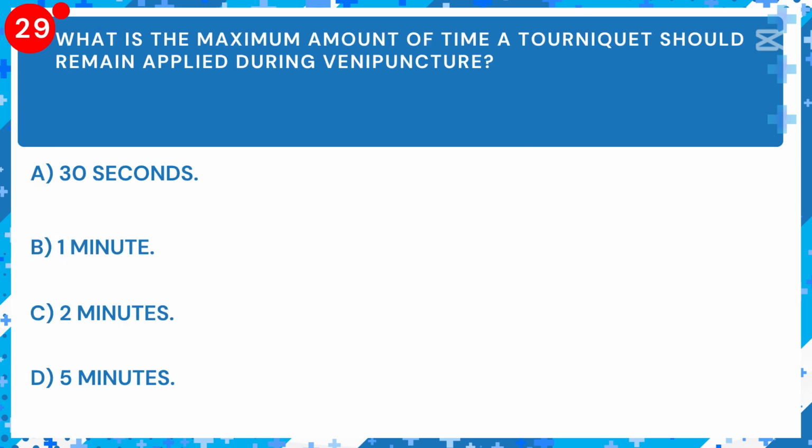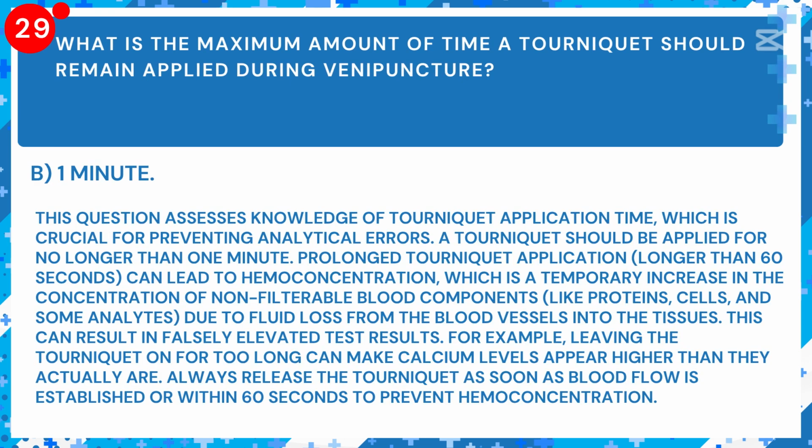Question 29. What is the maximum amount of time a tourniquet should remain applied during venipuncture? A. 30 seconds. B. 1 minute. C. 2 minutes. D. 5 minutes. Answer: B. 1 minute. Explanation: this question assesses knowledge of tourniquet application time, which is crucial for preventing analytical errors.